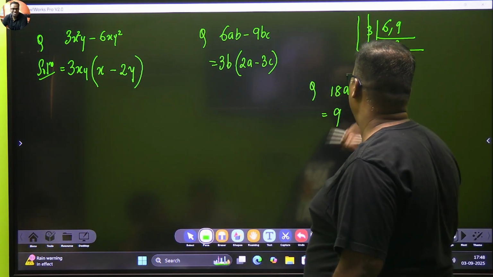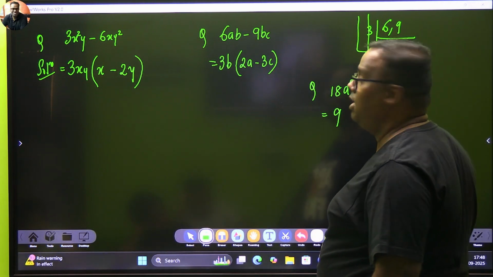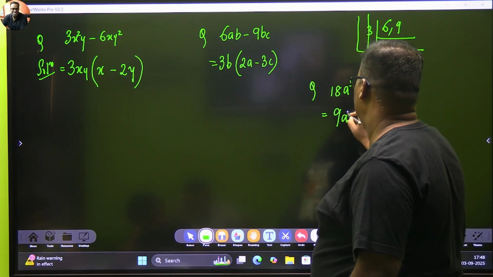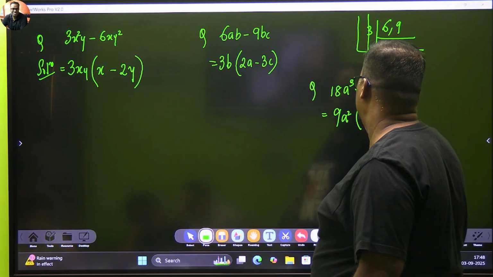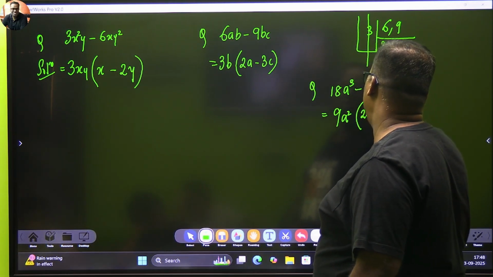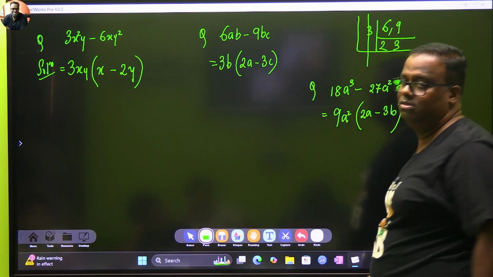I can suck out 9. a cube, a square. Who is the garib? Who is garib? a square is the garib, right? And b question does not arise. So what is left here? 2a, 3b. You have understood. You have got a fair bit of idea now.